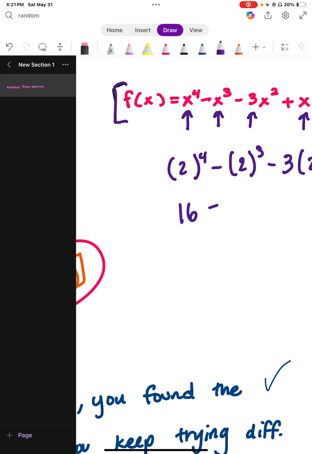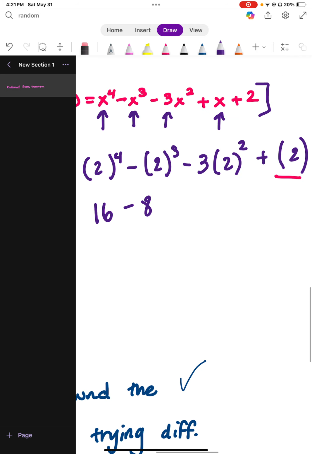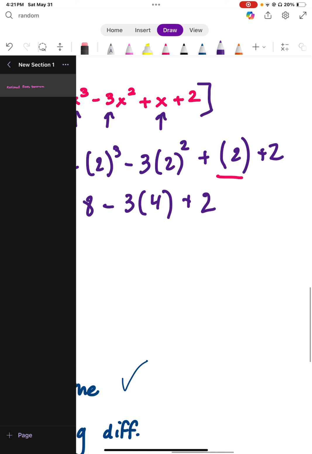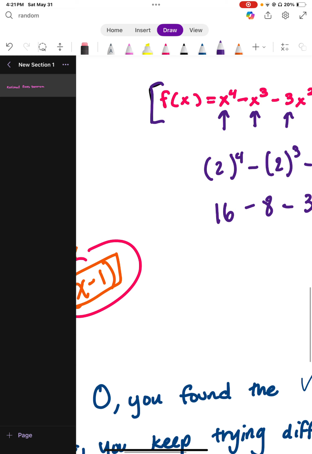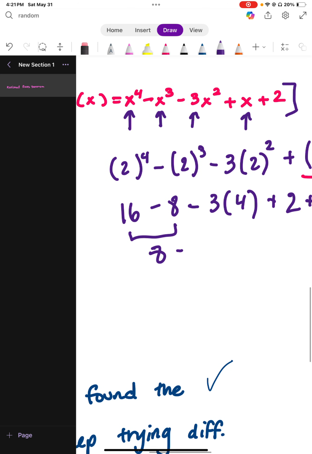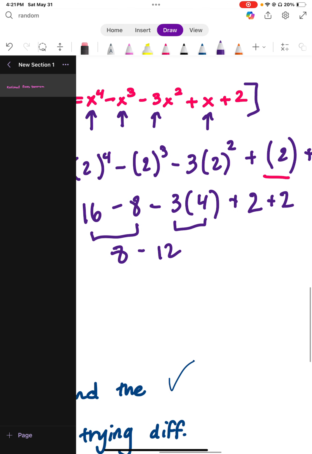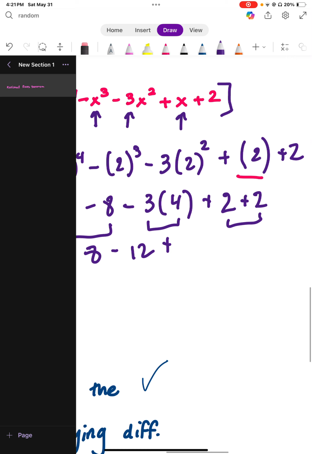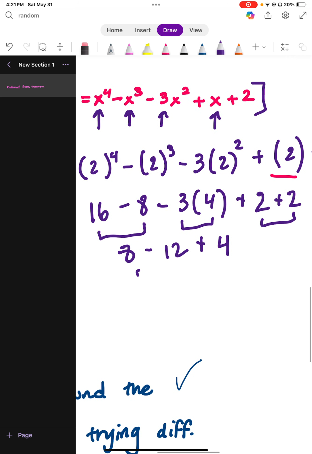2 to the 3rd is going to be 8, minus 3 times 2 to the 2. 2 to the 2 is 4. Plus 2 plus 2. So now what do we get here? We get 8, minus 12, plus 4. So what do we get here? We get minus 4 plus 4 equals 0.